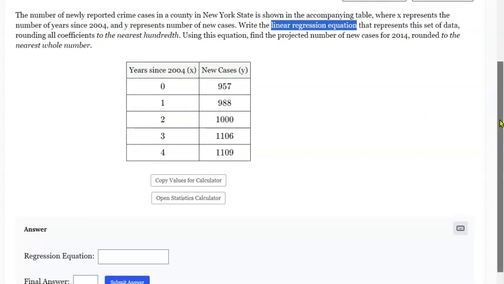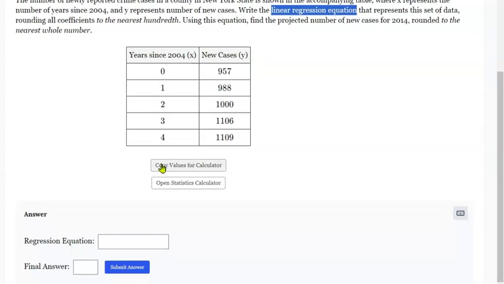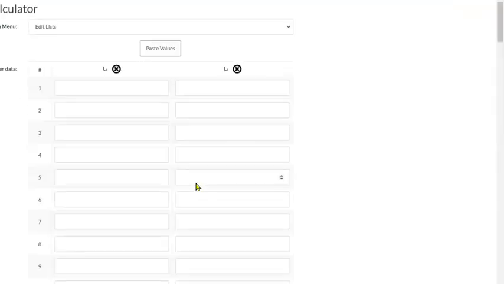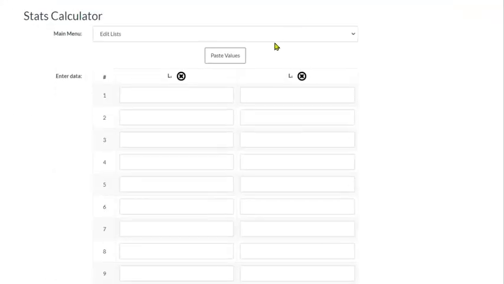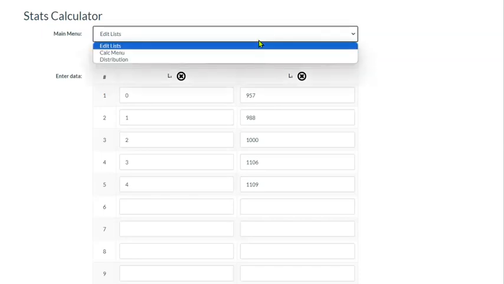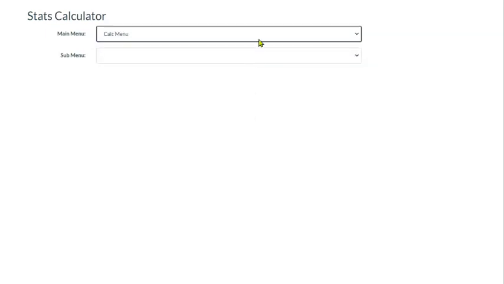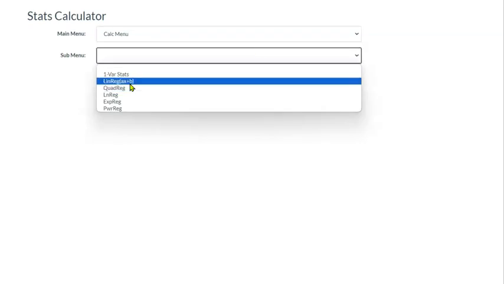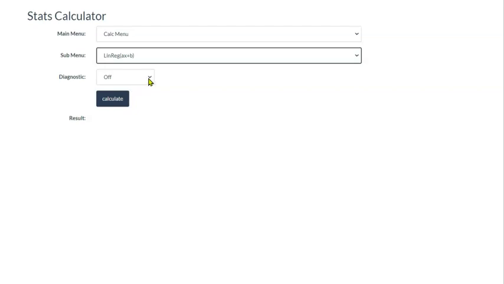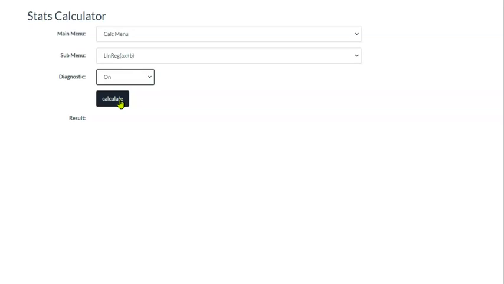So let me show you how to use the Delta Math calculator. So first you would click here to copy the values. Then you would open the statistics calculator. Once it was open, you would paste the values and then change over to the calculation menu. There in the submenu, you'll choose the second option, linreg ax plus b. I'm going to turn the diagnostics on just in case I need a correlation coefficient when I get to the question. Choose calculate, and here are your values.